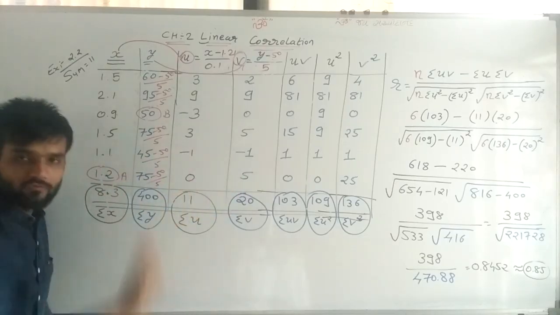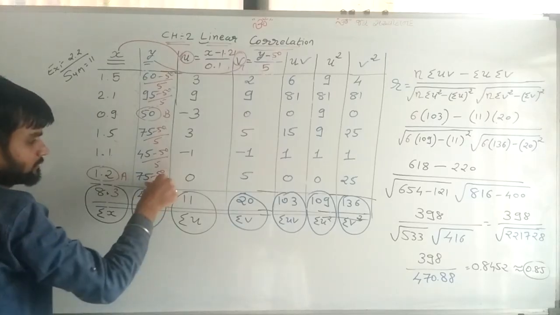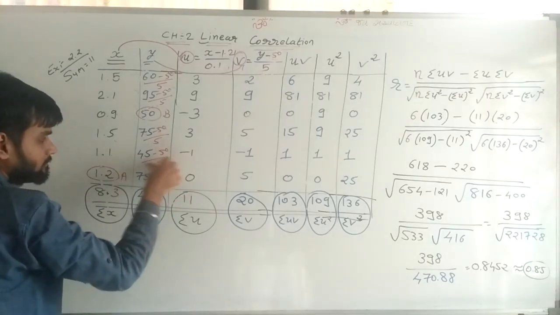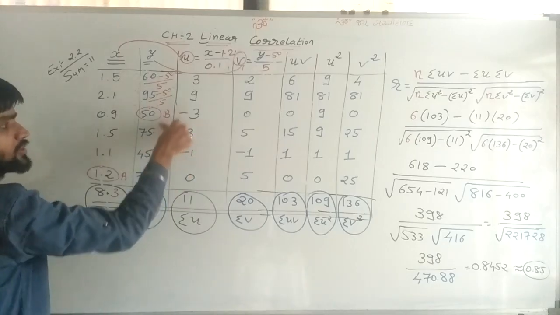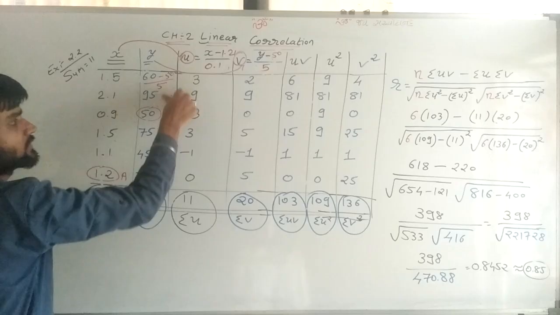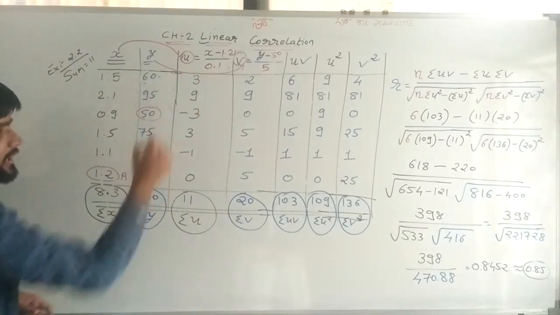25 upon 5, 5. In this way we are finding values of v. Now again I am clearing the calculation, because you don't need to write here. This is only for your explanation.